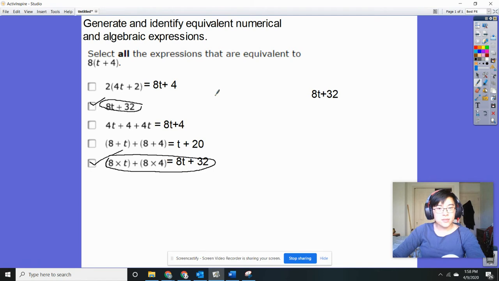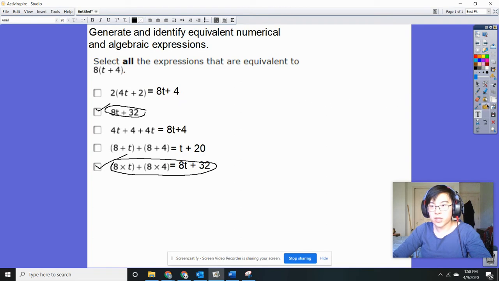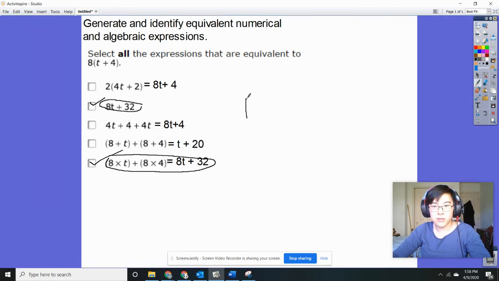All right, so let's make some models. It doesn't say to add models, but I'm going to show you a model. I would show this one literally in a box. I don't have a box, so I will draw a box. I'm going to split it in two. So literally, I just have 8t plus 32. This is my model. That's it for this one.